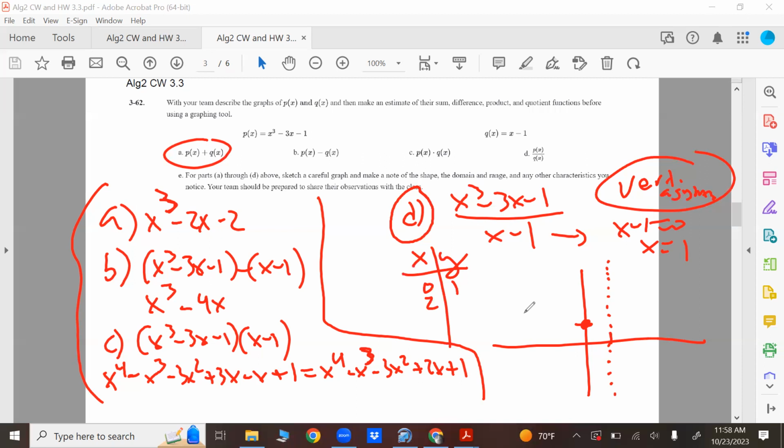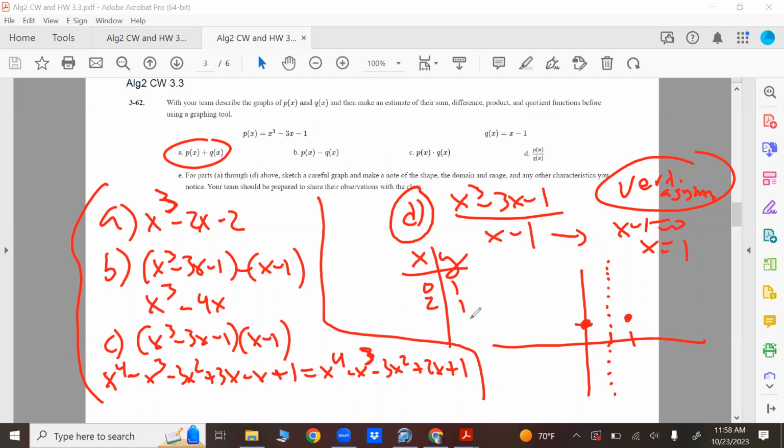Okay, let's plug in 2. If you plug in 2, careful with this one. You get 8 minus 6 minus 1, which is what? 1. And what do you get on the bottom? 2 minus 1. 1. So you still get 1.